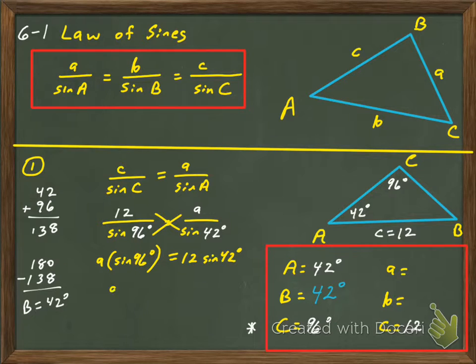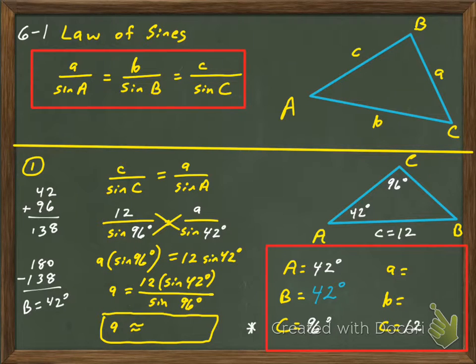The opposite of multiplying is to divide, so that gives me 12 times the sine of 42 degrees divided by the sine of 96 degrees. When I punch it into my calculator, it's going to give me an approximation. Up until now, I used the equal sign. Now it's an approximately equal to. Let me punch this in my calculator and I'll be right back.